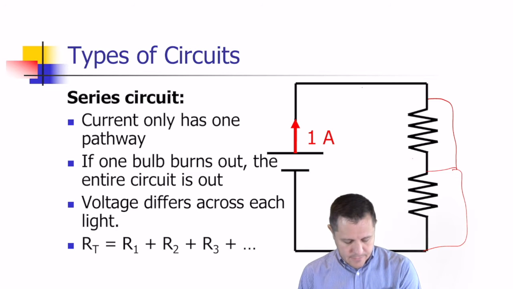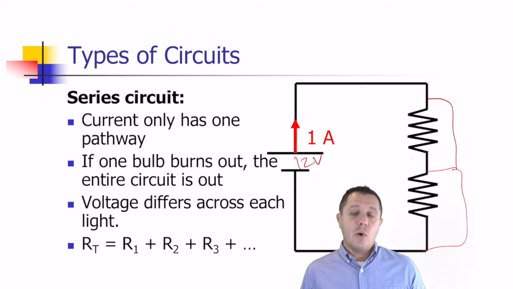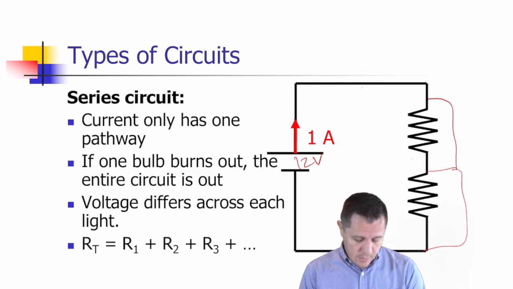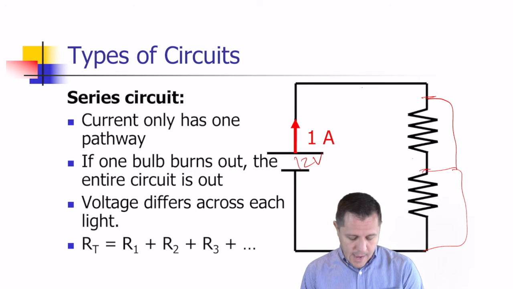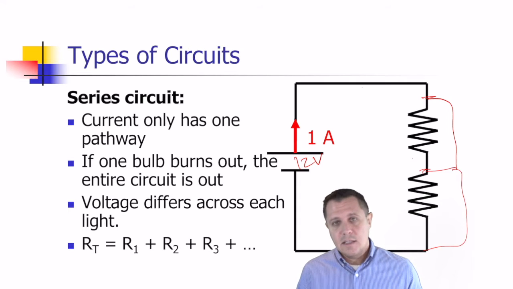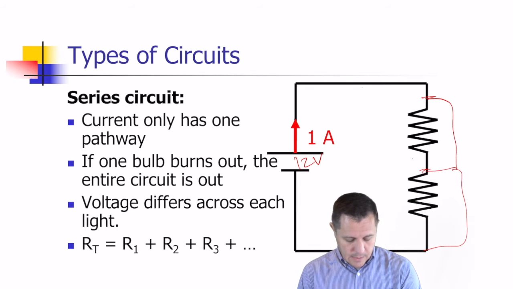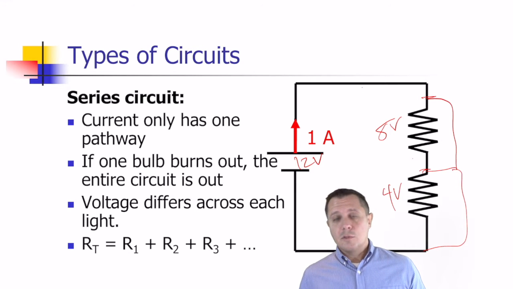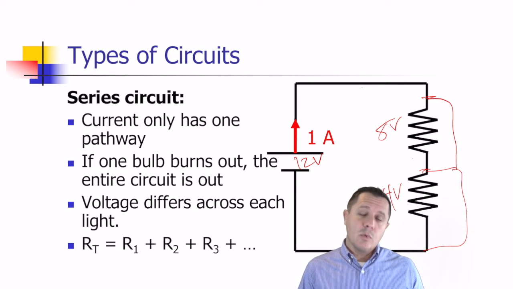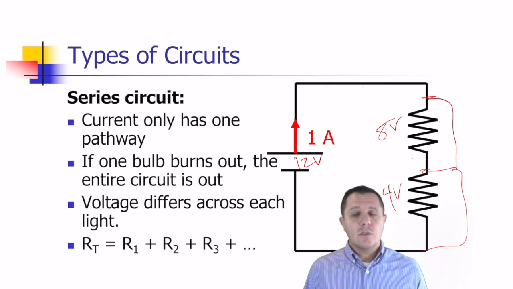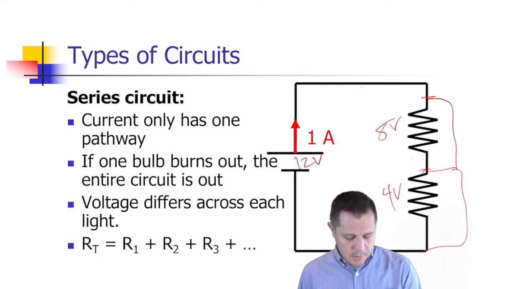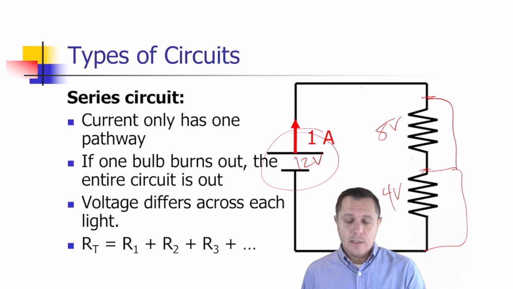So let's say I have 12 volts right here. So if I have 12 volts for my battery, these two resistors are going to add up to that 12. Now, it could be 6 and 6, but it could also be 8 and 4 volts. Okay, 8 volts plus 4 volts will have to add up to the original 12. All right, so that's one thing. Voltages will add up to the total that the battery is given.